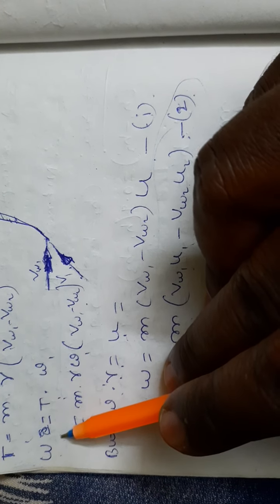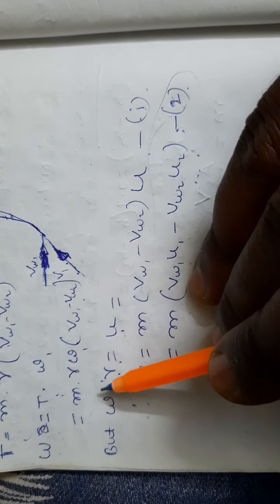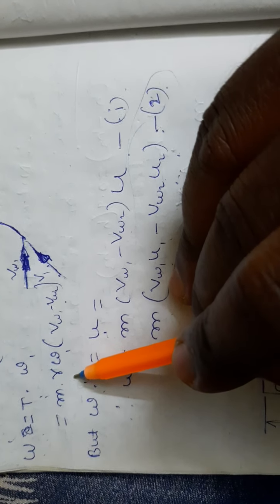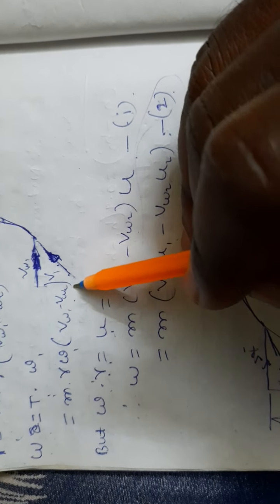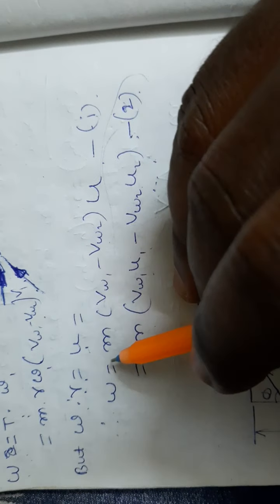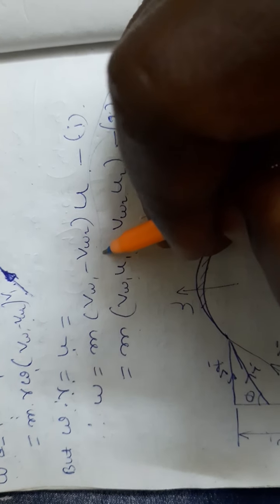For calculating the work done on the rotor, torque into angular velocity, that is omega: m into r into omega into (Vw1 minus Vw2). But omega into r is the linear velocity of the blade, that is equal to u. So finally the work done formula is m into (Vw1 minus Vw2) into u.